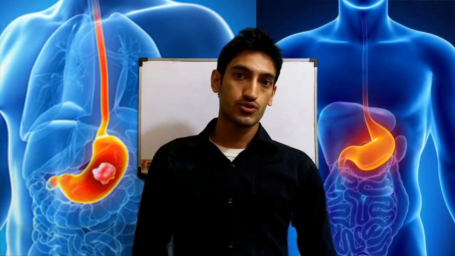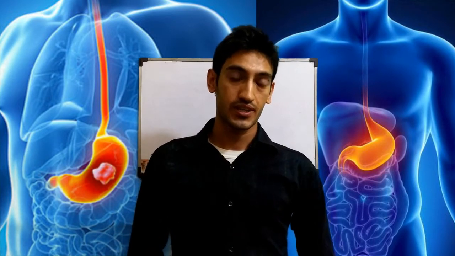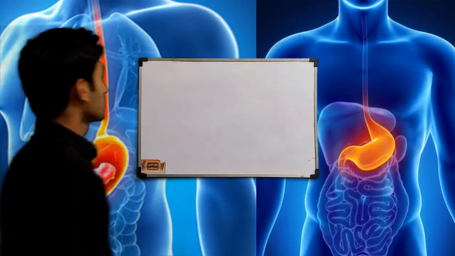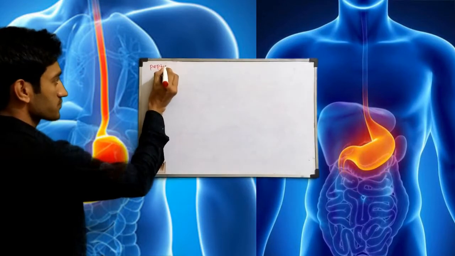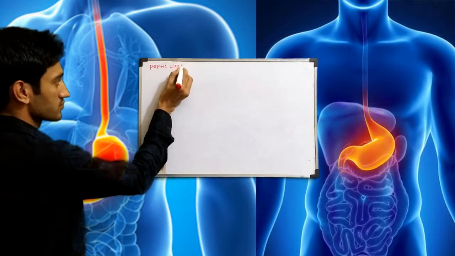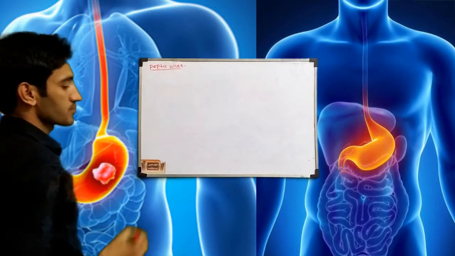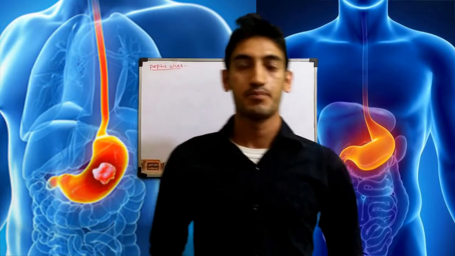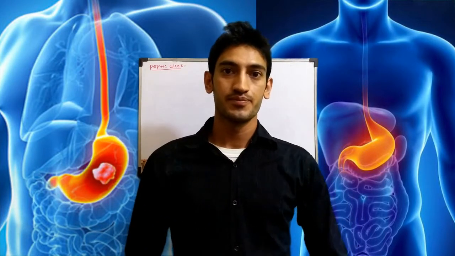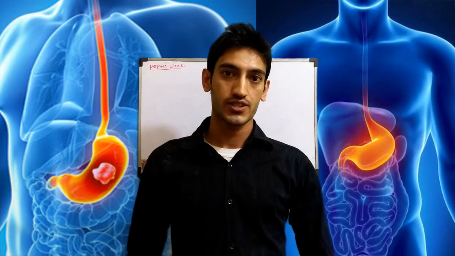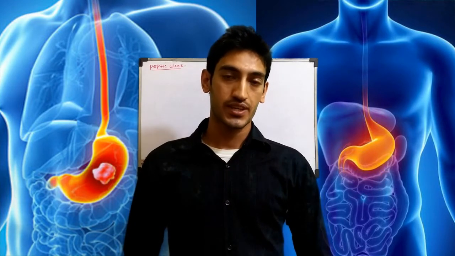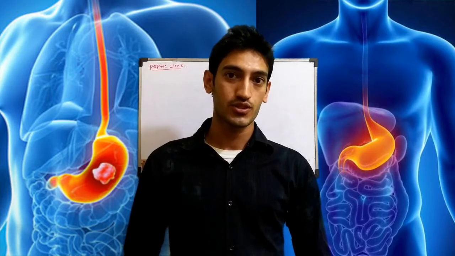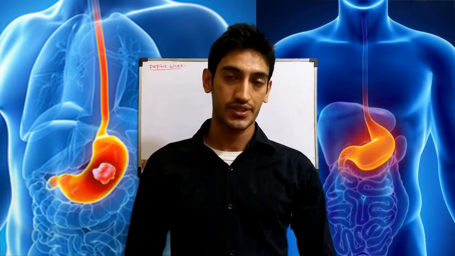So first of all, you should know what is peptic ulcer. Peptic ulcer is a lesion in the mucosa of the gastrointestinal tract, or you can say that peptic ulcer is a break in the mucosa of the gastrointestinal tract.